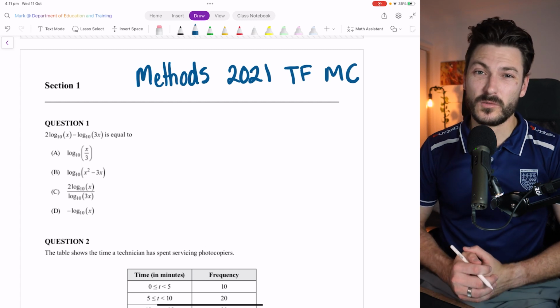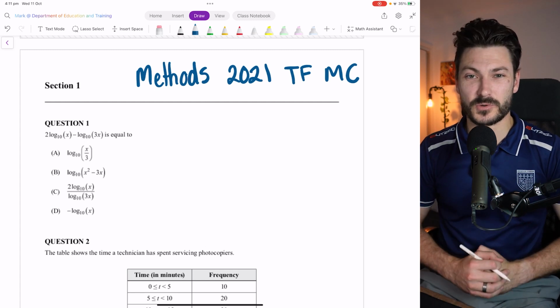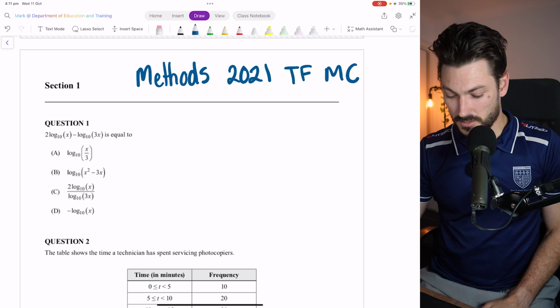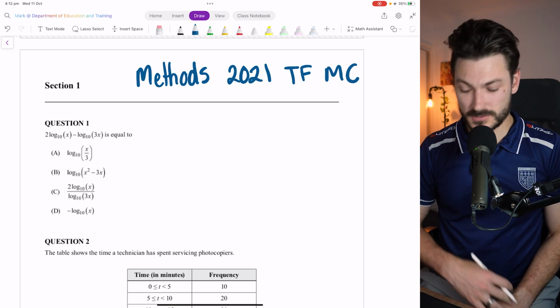Alrighty, Methods 2021 tech-free multiple choice. Let's dive on in. Question 1, we've got a log equation and we're trying to solve it.